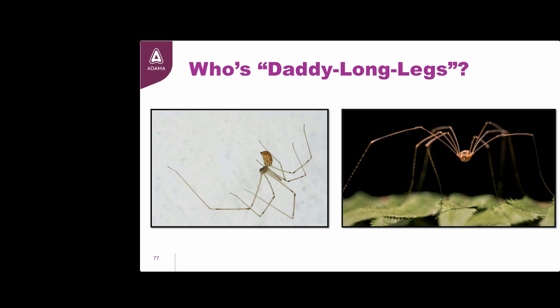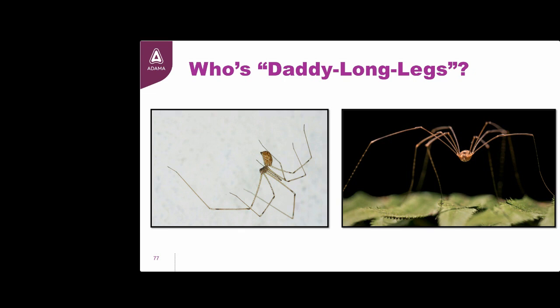You get this question a lot. Who's the daddy long leg? You have the cellar spider on the left and a harvestman or a opilionid on the right. And there's this myth that the daddy long leg is the most venomous, deadly spider on earth, but its mouth parts are just too small to bite humans. And that's not true for either of these, and here's why.